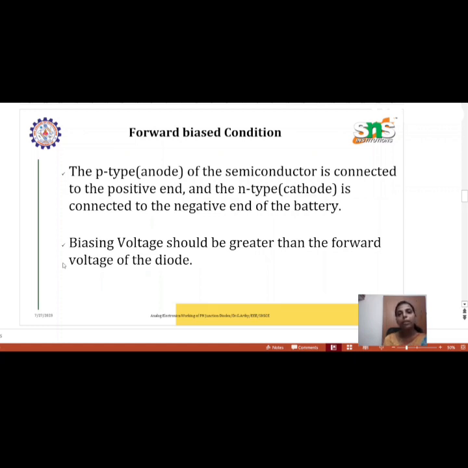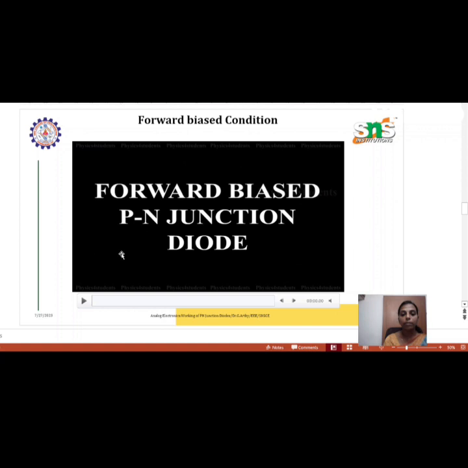Biasing is, as I said, giving some external voltage. The first kind of biasing is forward bias condition. In a forward bias condition, the P-type semiconductor is connected to the positive end and the N-type is connected to the negative end of the battery. That is, in P-type materials, holes will be the majority carriers, and so P-type is connected to the positive end. And in N-type, electrons will be the majority carriers, and that is connected to the negative end of the battery. And always the biasing voltage should be greater than the forward voltage of the diode. Then only the diode starts to conduct.